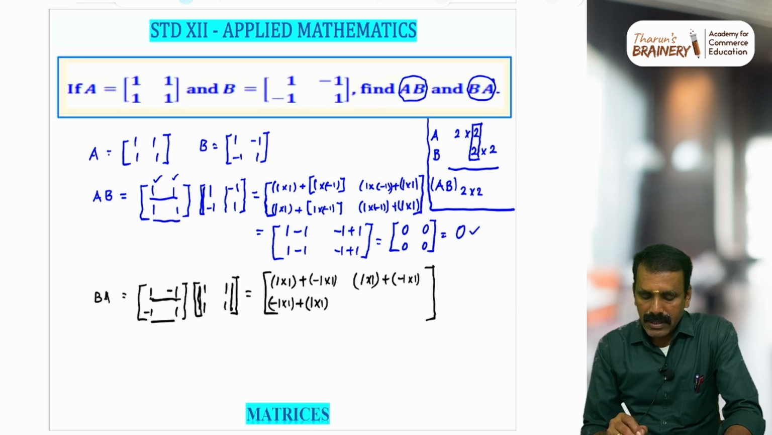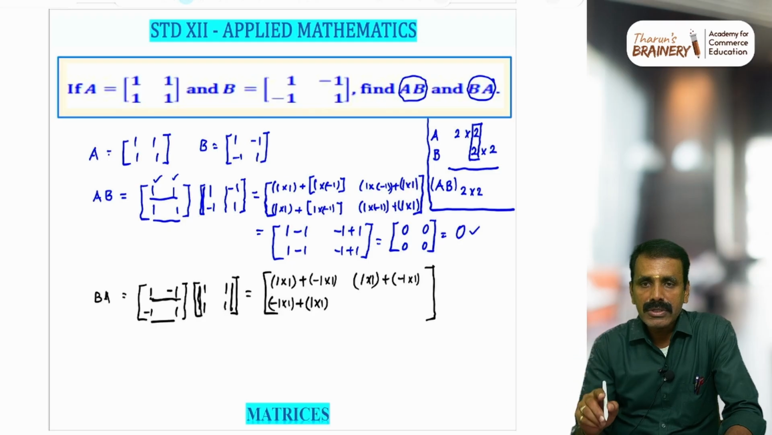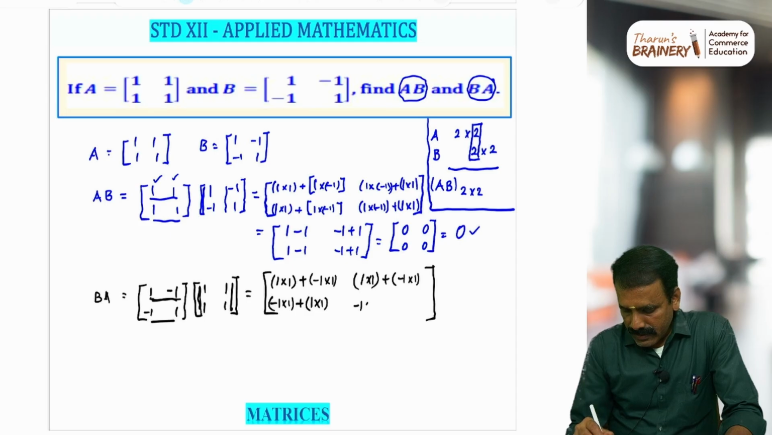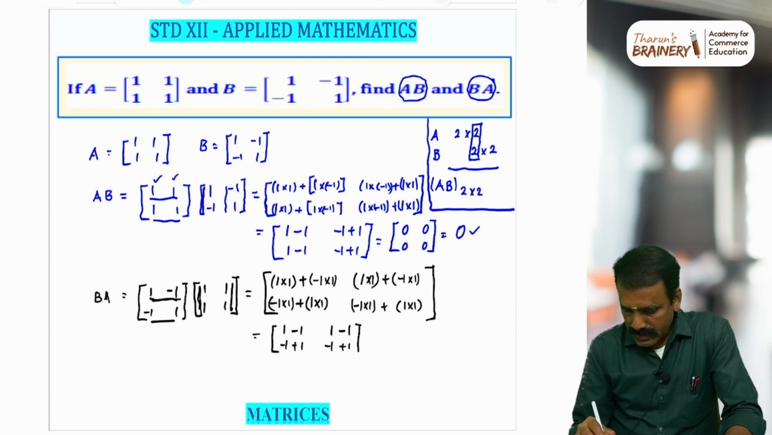We are not supposed to stop with multiplying just a single element. So all the elements in the row should be multiplied with the corresponding position of the elements in the column. Next minus 1 multiplied with the 1. 1 is multiplied with 1. So we simplify again. This is 1 minus 1, 1 minus 1, minus 1 plus 1, minus 1 plus 1, which is equal to again 0, 0, 0, 0, which is equal to 0.